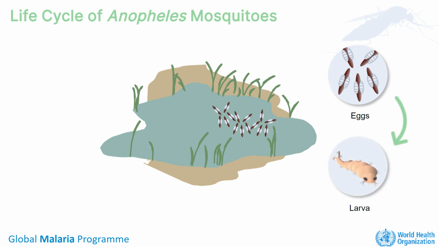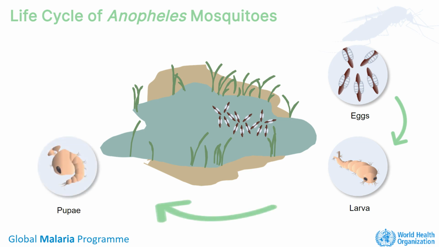After 2 to 3 days, the eggs hatch and larvae emerge. The larvae spend most of their time feeding on algae, bacteria, and other microorganisms in the water. Larvae go through 4 stages of development before they metamorphose into pupae. Pupae are comma-shaped. Pupae do not feed but undergo a radical metamorphosis, after which the adult mosquito emerges.